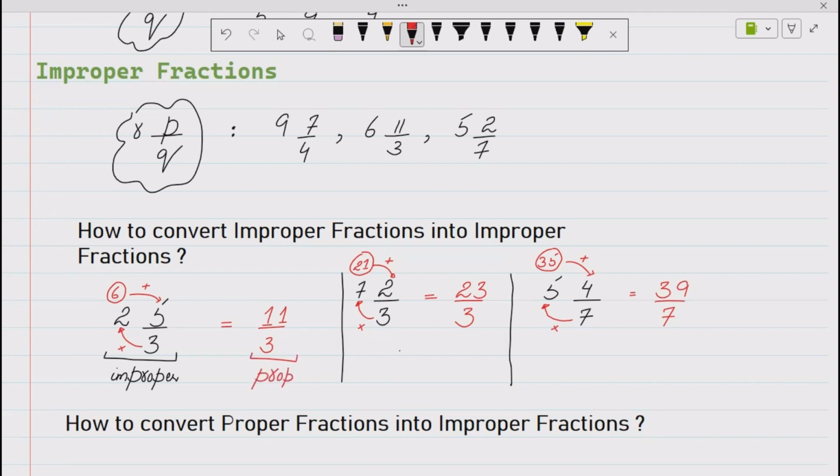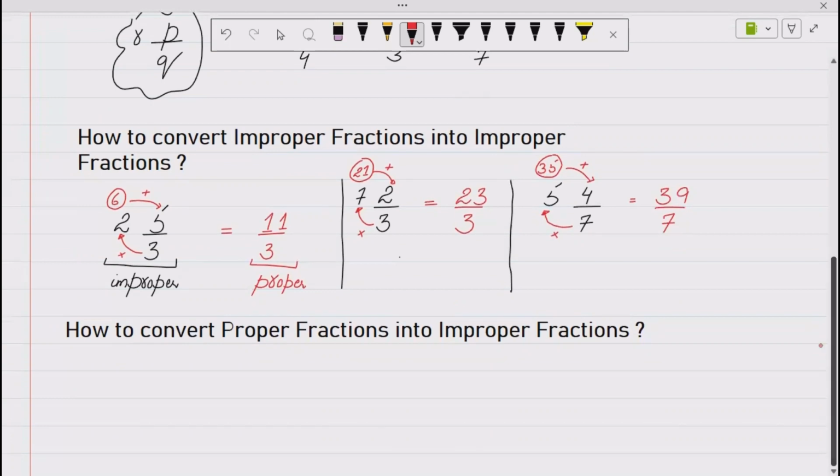Now let's see the vice versa form, i.e. how to convert a proper fraction into an improper fraction. For this, let's take an example of 7 over 3. You can see this is a proper fraction. Now we are going to convert this into an improper one. So to convert a proper fraction into an improper fraction, we have to divide.